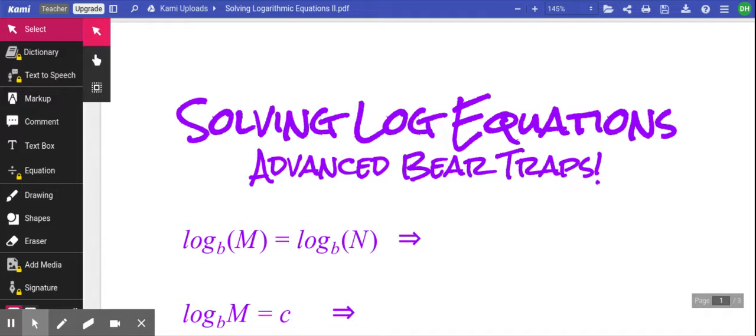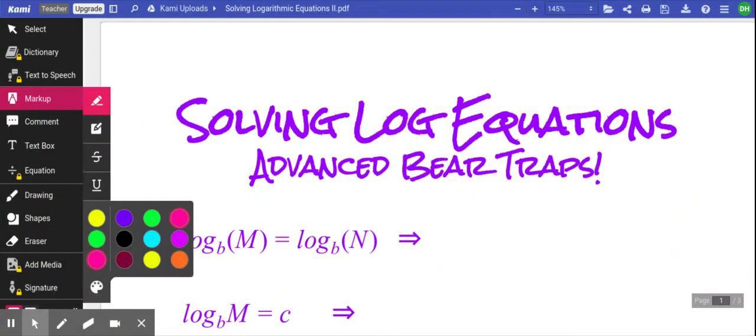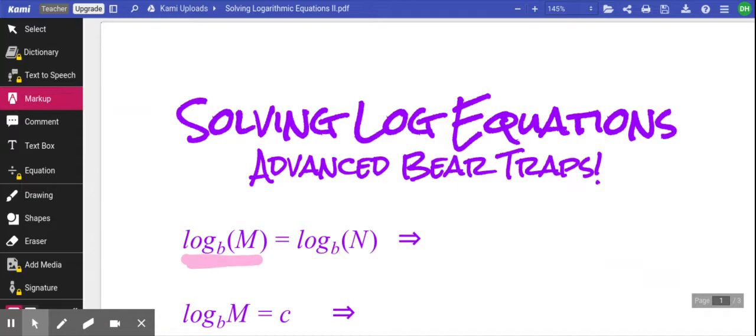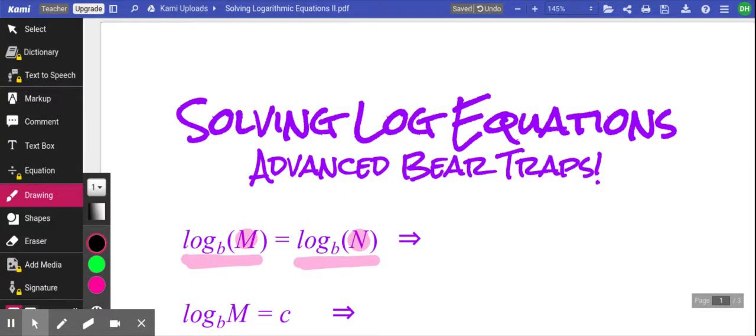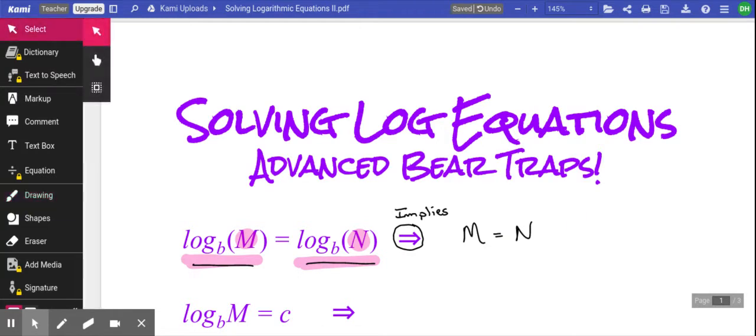So there's two types of scenarios, right? There's this one scenario where there's logs on both sides. If log base b of m is equal to log base b of n, then those respective inner functions, this portion and this portion, must be equal to each other. This mathematical symbol right here is the symbol for implies, and it's a really cool symbol. So the fact that this log equals this log implies that the quantity m must equal the quantity n. In other words, we just kind of chop off the logs on each side.